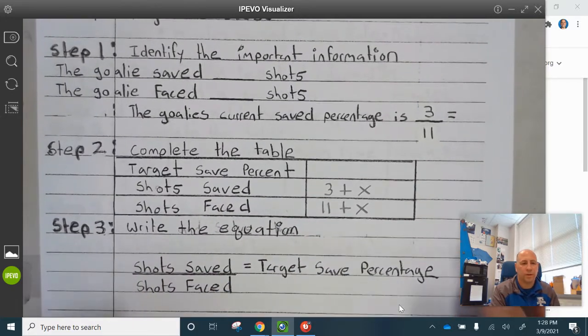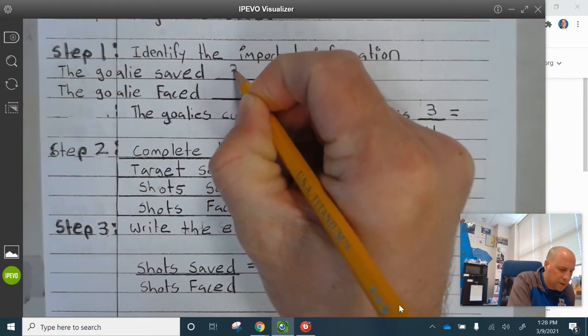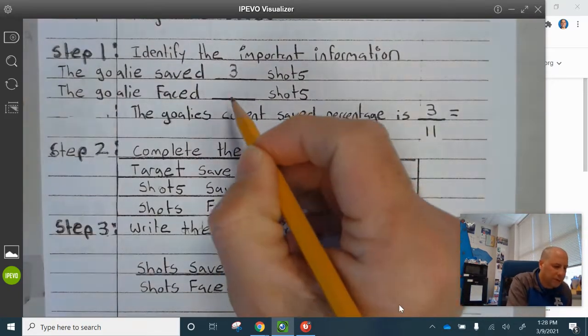Step 1. Identify the important information. So the goalie saved 3 shots and the goalie faced 11 shots.